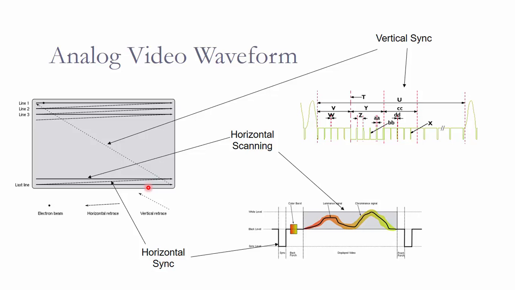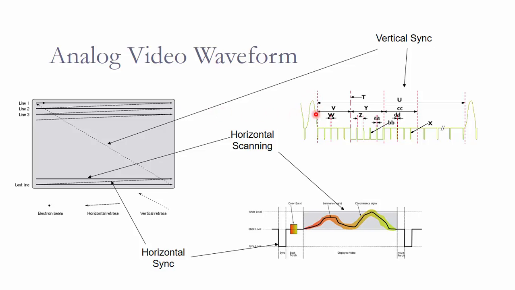But then, when we finish transmitting all the lines, we need to go back to the beginning, and that is what we call vertical synchronization. This is how it looks. There will be hundreds of this pattern of waveform being transmitted.